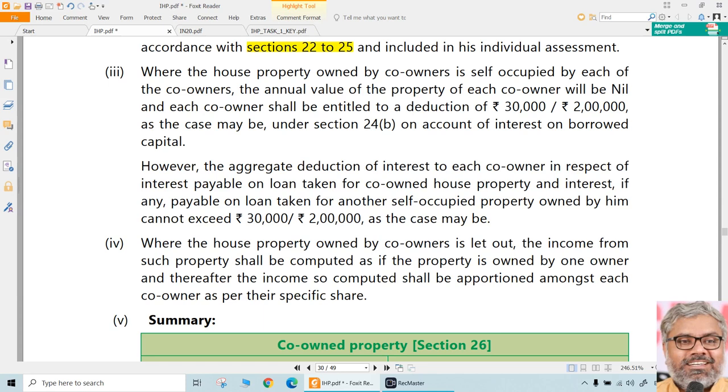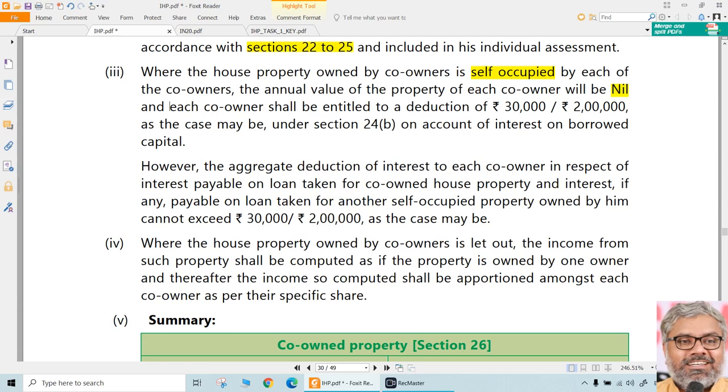So for us, what is the only point to be noted? We have to split the calculations between two people. That's all. But the one and only important point to note here is, where the house property owned by the co-owners is self-occupied by each of the co-owners, then naturally the annual value of such property will be nil as usual. There is no speciality in that.